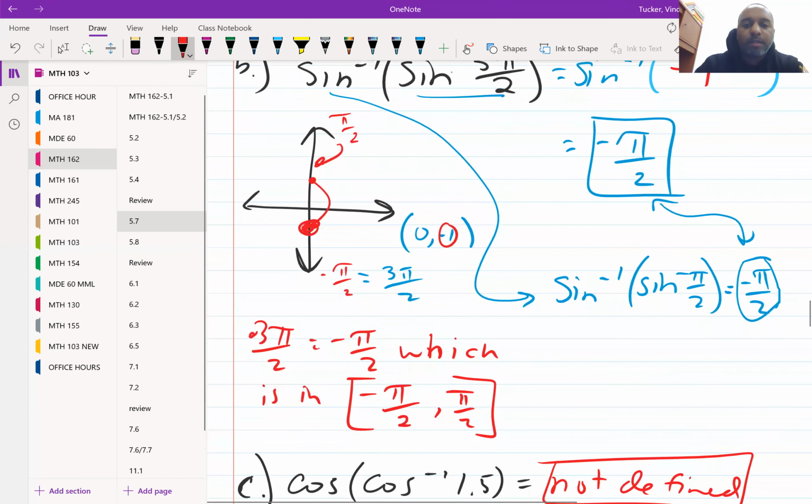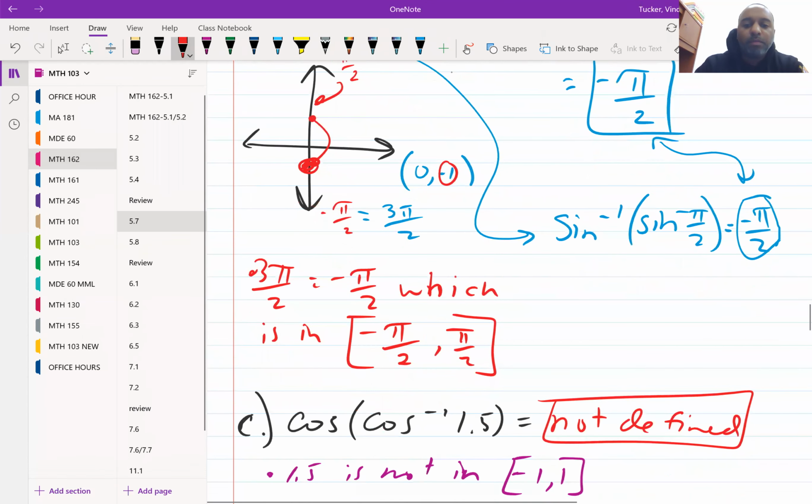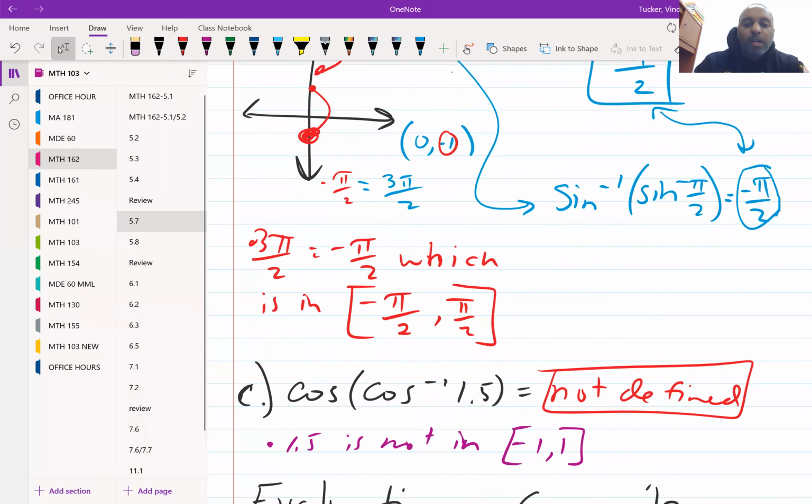We'll go to C. All right, so cosine of cosine inverse of 1.5. And they should have some type of answer that you can choose from in MyMathLab, whether it be not defined or no answer or no solution, something like that, that you can choose whenever there is no answer. 1.5 is outside of this domain of negative 1 to positive 1. So it will not work.